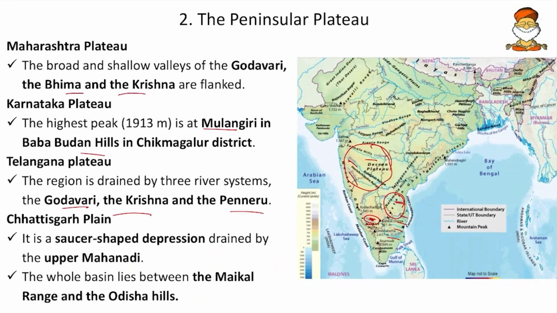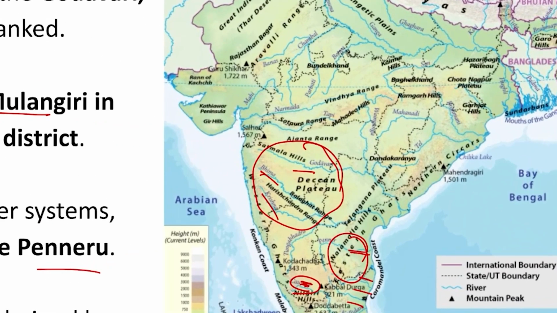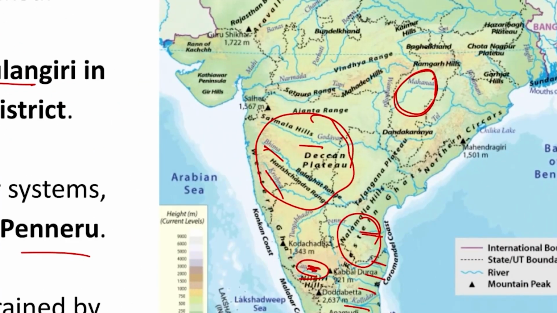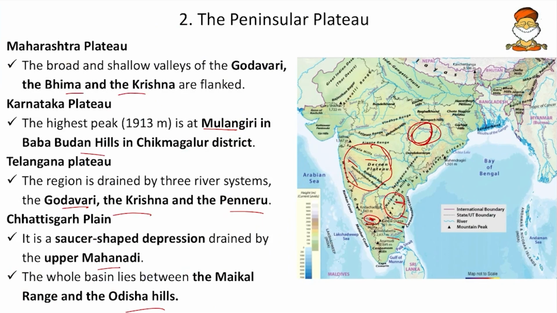And then the Chhattisgarh plain, so it is a saucer shaped depression drained by the upper Mahanadi. So Chhattisgarh plain, so here between all those plateaus, we have a plain region, so that is why it is called Chhattisgarh plain. And then the whole basin lies between Maikal range and Odisha hills. So between Maikal range and the Odisha hills, here lies the basin of the Chhattisgarh plain.